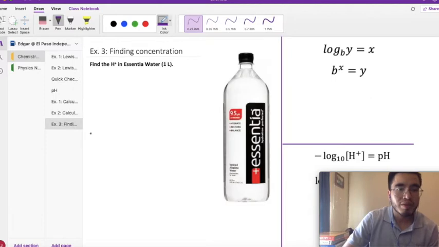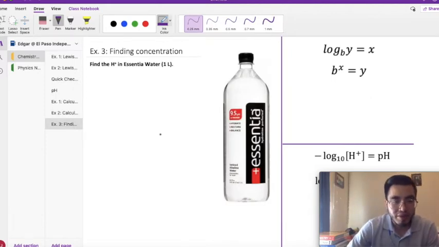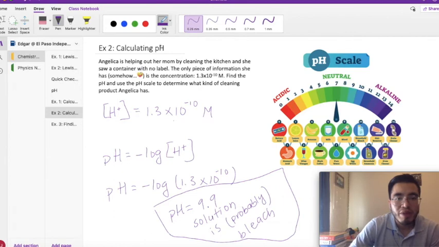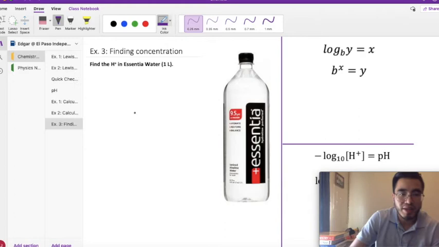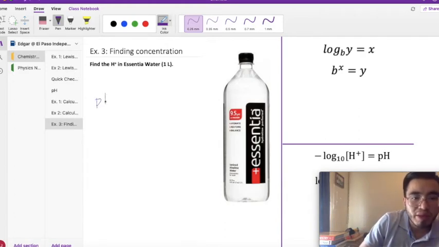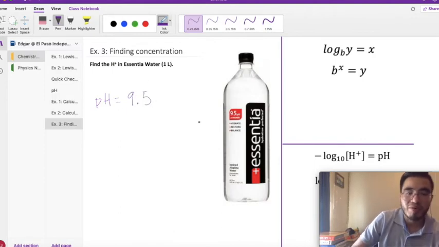Now let's do the final one. Find the concentration. Notice how in the previous ones we needed to find pH, but now we need to find the concentration. Don't worry, I'm going to teach you how. Find the hydrogen ion concentration in Essentia water. It's not giving any other information, but from the picture we can see very clearly that the pH is 9.5 or higher. We're going to assume pH is 9.5. So it has to be at least 9.5.